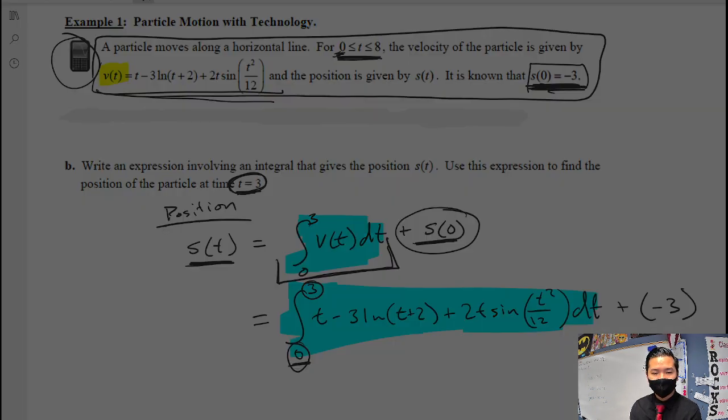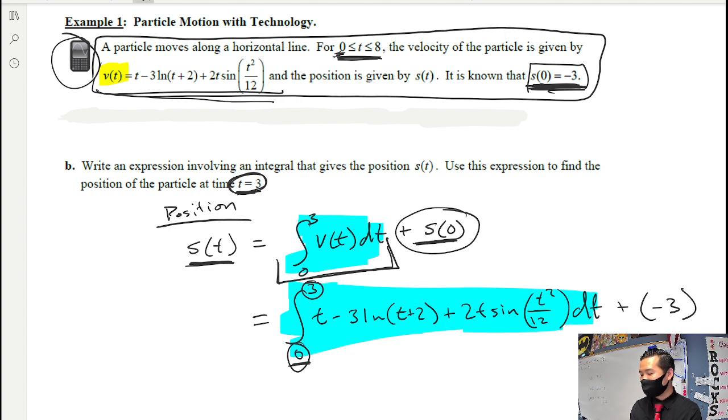Is it 3 ln or 3 ln? 3 ln. Sorry. Anyways, I would plug that into a calculator and just see what you get. But we're not going to do that right now.